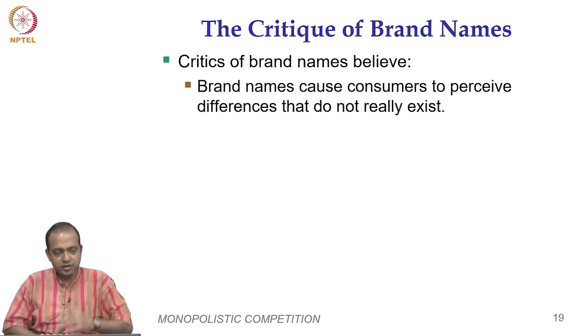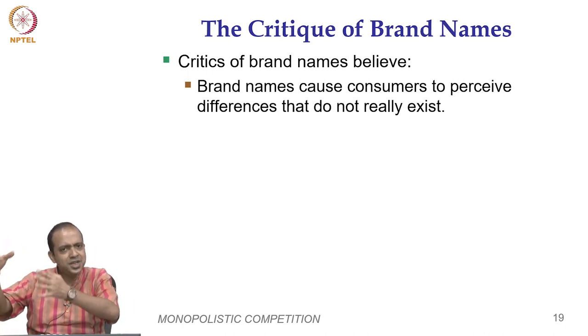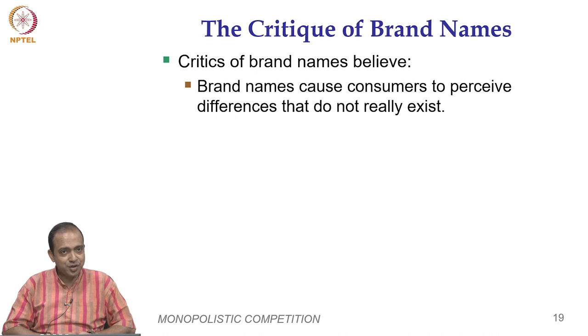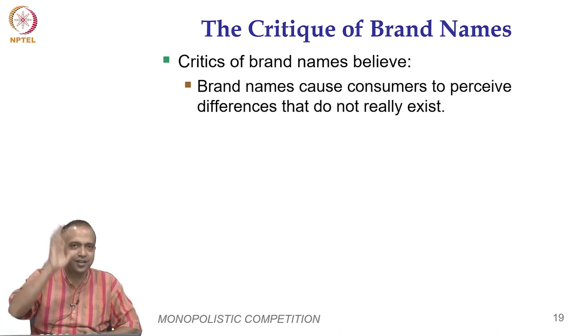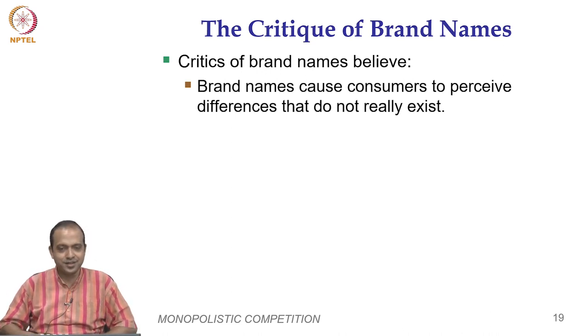When you buy a shirt from Louis Philippe or Van Heusen, Peter England, you believe that these shirts are much better than the ordinary shirts which are available in the market. But in reality, many a times that difference may not exist, okay? Many times the sellers of two different brands are buying their shirts from the same manufacturer, same tailors, and then putting a tag, right? So brand name causes some perceived differences, even though in reality such differences may not exist.